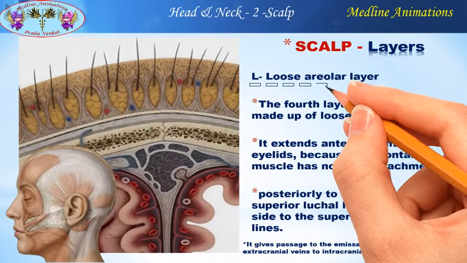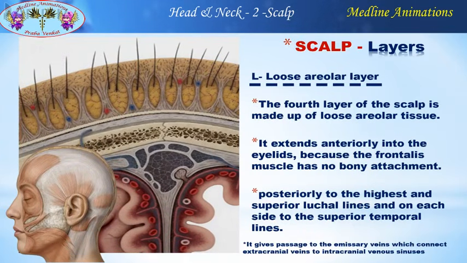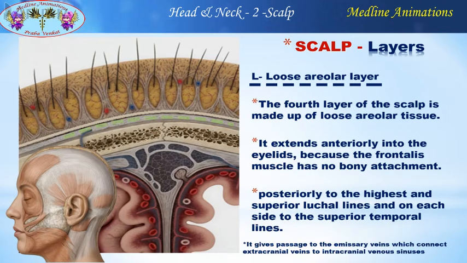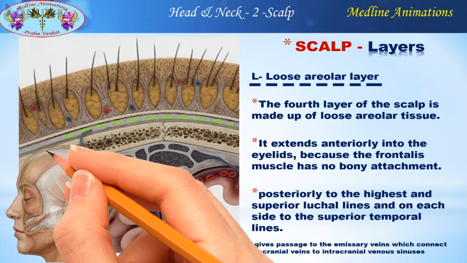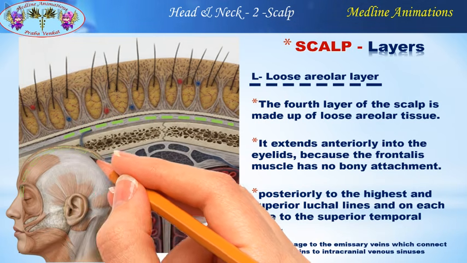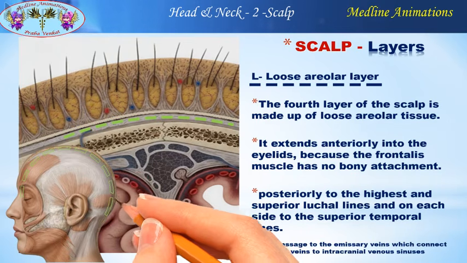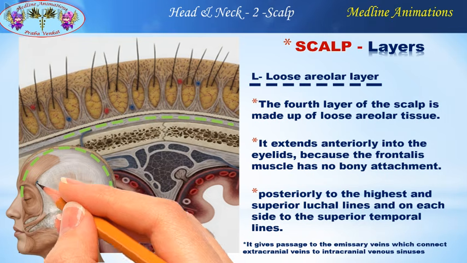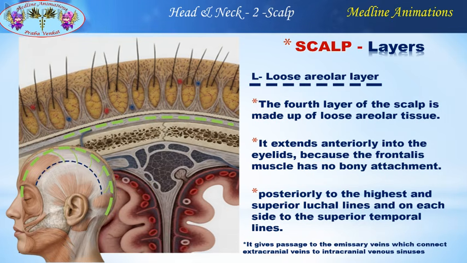The fourth layer of the scalp is L, the loose areolar layer. This layer of the scalp is made up of loose connective tissue. The loose areolar layer extends anteriorly into the upper eyelids, as the frontalis muscle has no bony attachment. Posteriorly, this layer extends to the highest and superior nuchal lines, and on each side extends to the superior temporal lines.